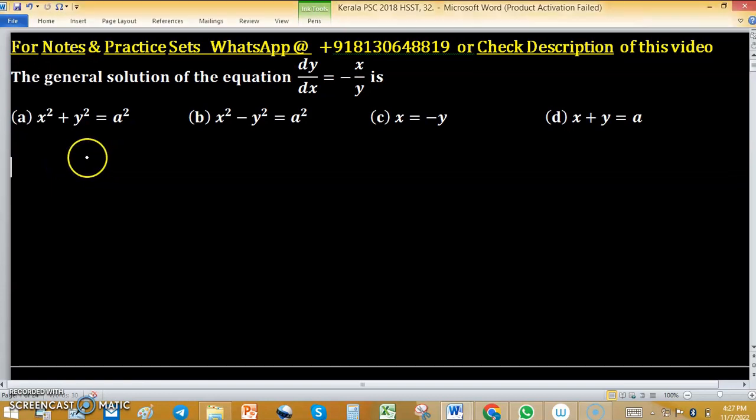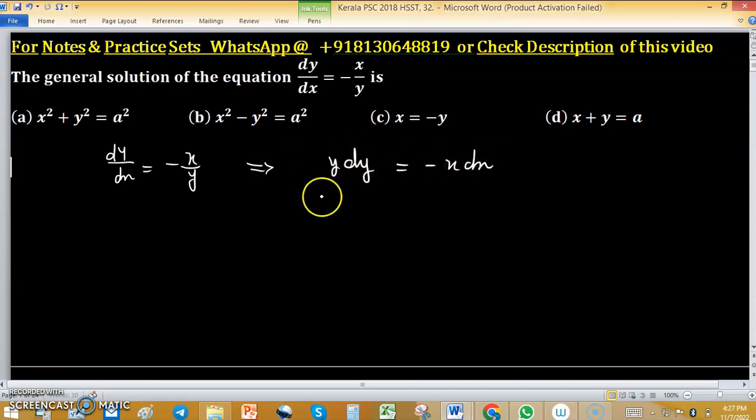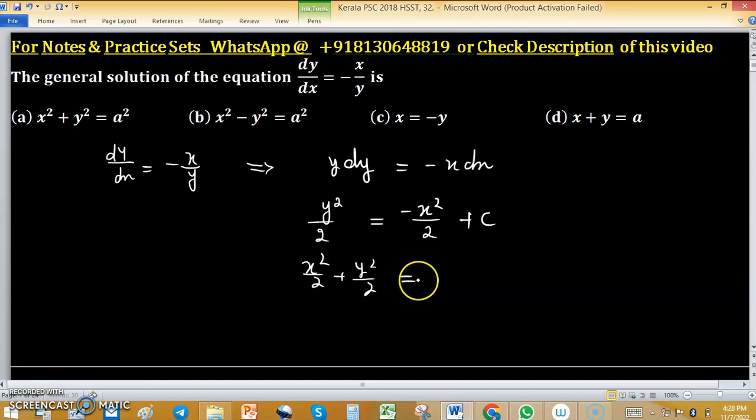The general solution of the equation dy/dx = -x/y. Apply the variable separable method. So we have y dy = -x dx. Integrate this equation with respect to x. We will have y²/2 = -x²/2 + c, so x²/2 + y²/2 = c.